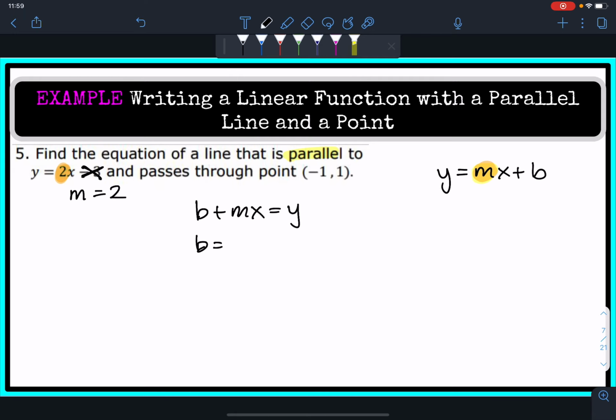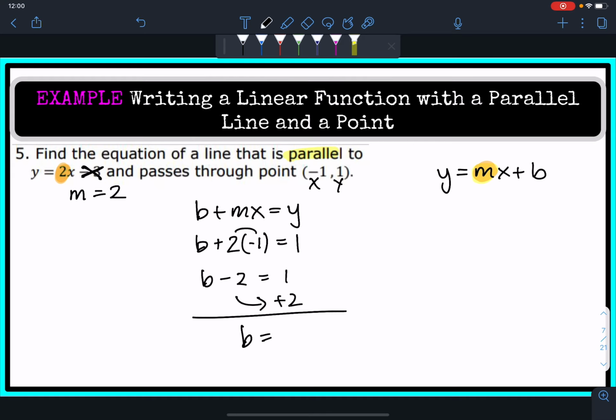I'm going to plug in the number 2 for our slope. I'm going to plug in the number -1 for the x, and plug in the value of 1 for the y, because this is going to be the x and the y values that we plug in here and there. Let me just fix this. That should be a plus sign. And multiplying 2 with -1, that's -2. And then moving the 2 over, that's going to make it +2. And b is going to equal 3.